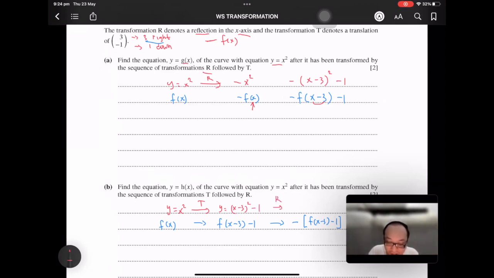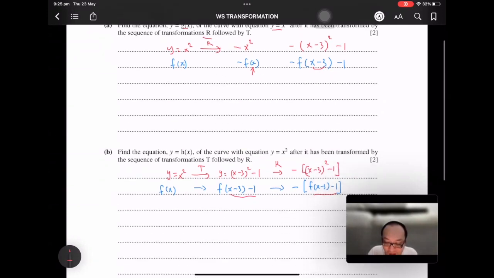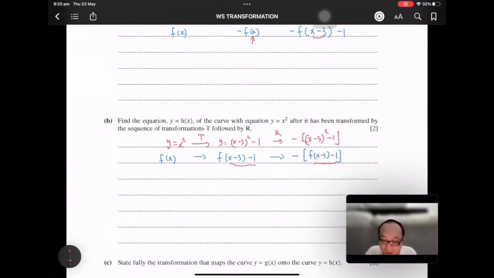And under the transformation R, it becomes minus. So we minus all of this, the same as this. So we minus everything: (x minus 3) squared minus 1. So this is simplified into minus (x minus 3) squared plus 1.